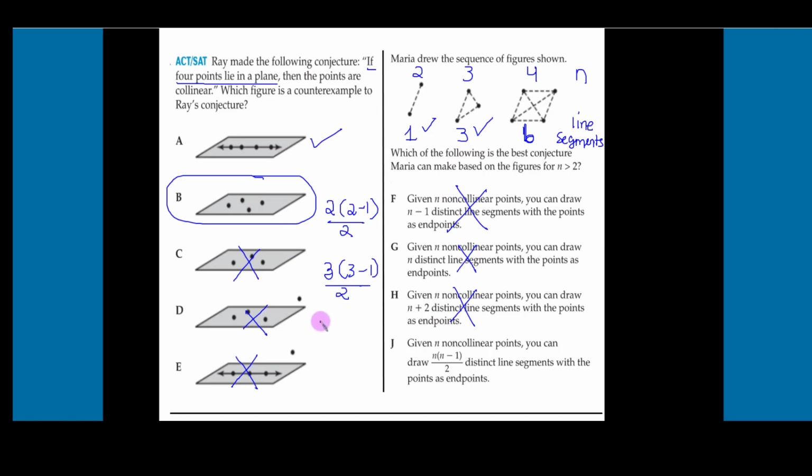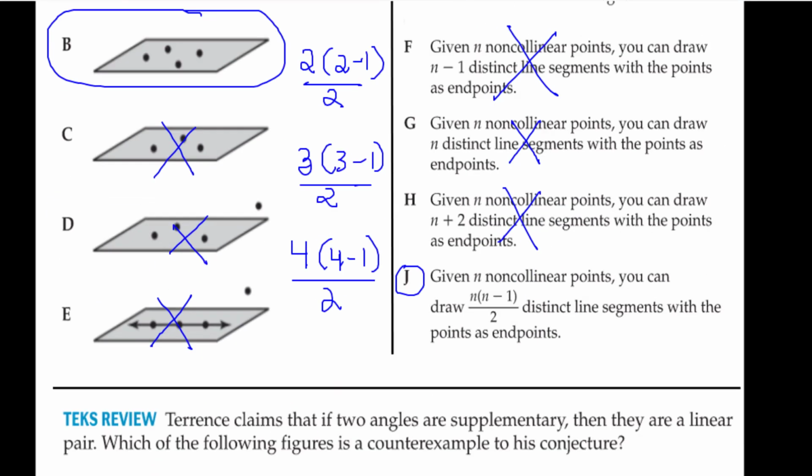Let's try the last one. We have 4 points. So we're going to plug in 4 for n. And let's see if it's going to give us the 6. 4 minus 1 is 3. 3 times 4 is 12. 12 divided by 2 is 6. It did give us the numbers in the pattern, so that means this is our answer. All right, let's continue on to the next problem.